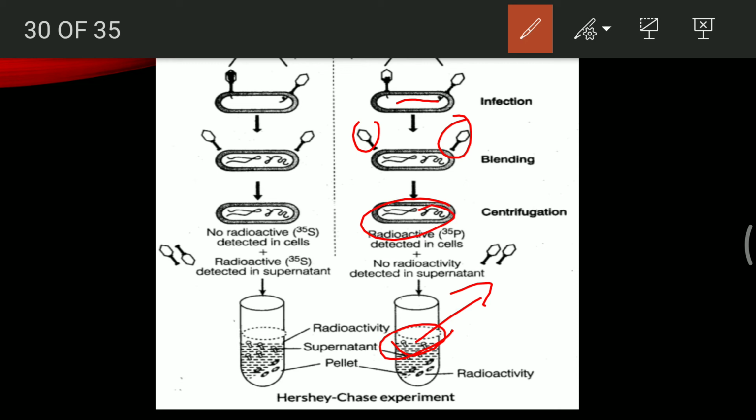And with the end of this experiment, we got an idea that the genetic material which is getting forwarded from the T2 phage to the bacterium is the DNA.